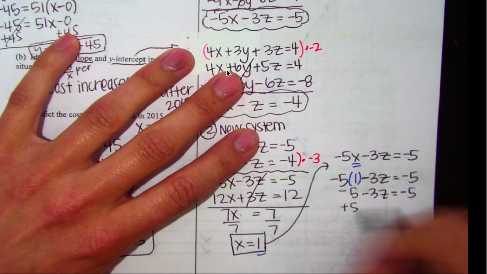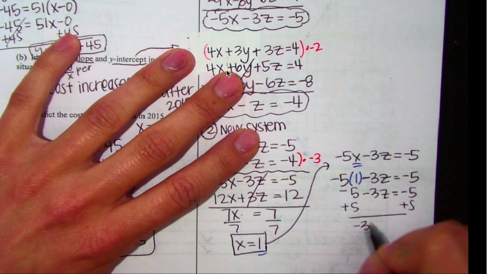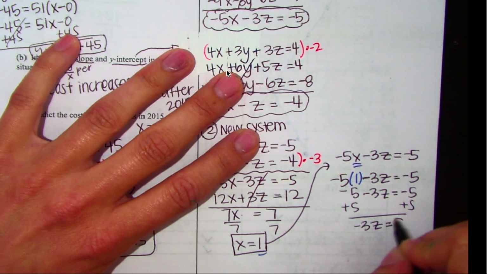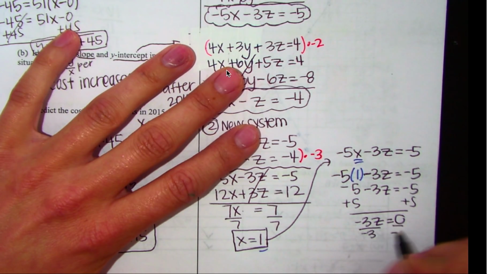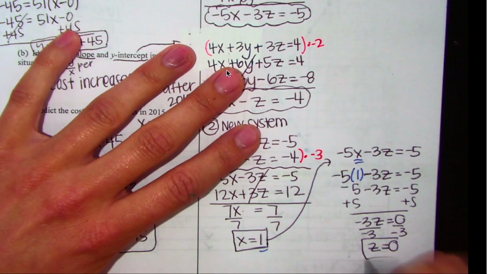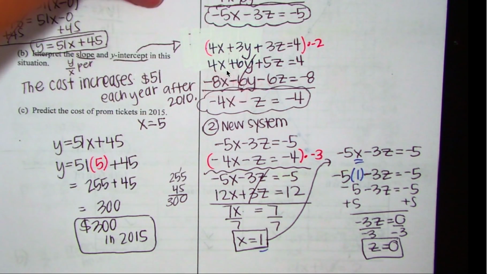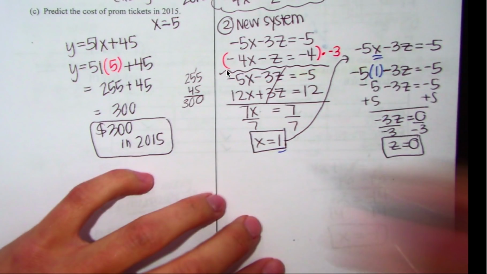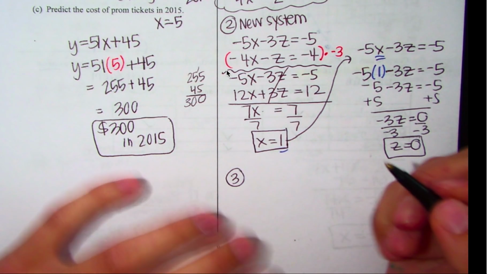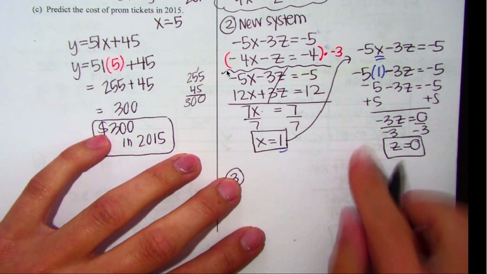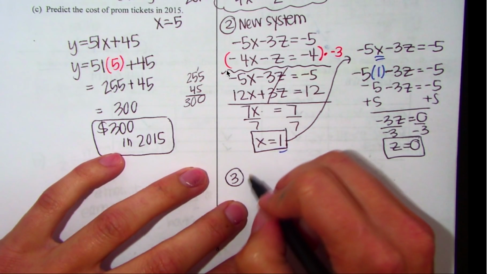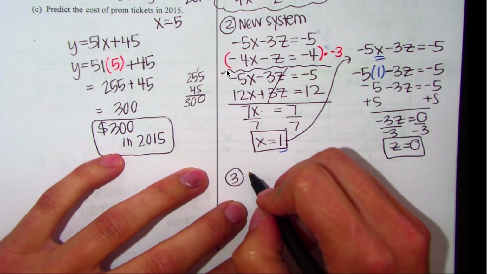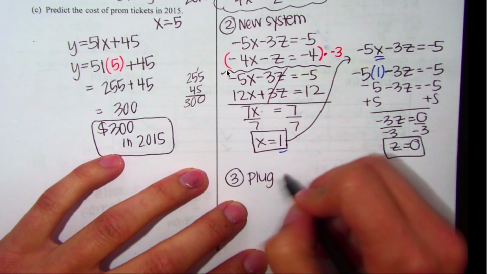I'm going to add 5. -3z is equal to 0 because 5 and -5 become 0. So I divide by 3. 0 divided by any number is 0. So I have two answers. That's step 2. Step 3 is I'm going to take those answers from step 2 and plug them in using one of my original equations.